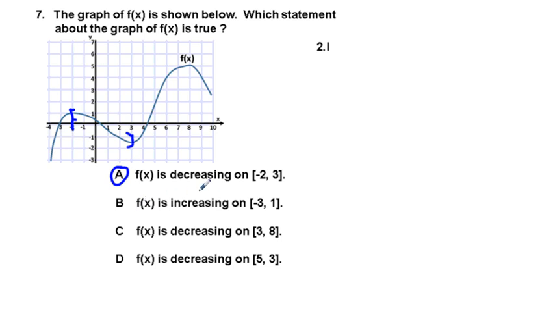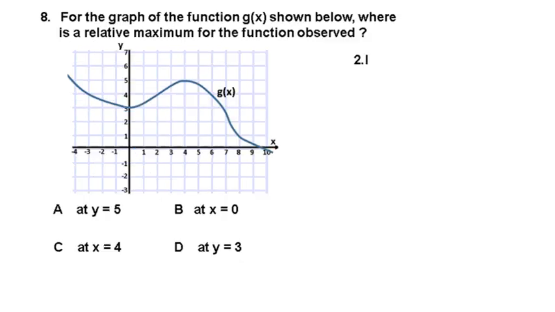F of x is increasing on -3 to 1. Well, no, that's decreasing. F is decreasing on 3 to 8. On 3 to 8, you're increasing. F is decreasing on 5 to 3. Well, yeah, but I guess as a matter of technicality, that's true, but that's not a best statement anyway. Our best answer is choice A.